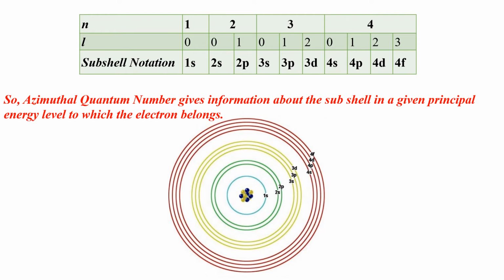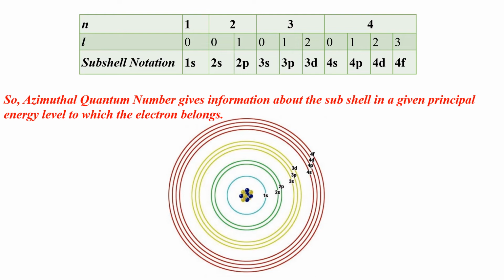Now coming to n equal to 3. If n is equal to 3, l can have three values: 0, 1 and 2. Now 0 stands for s subshell, 1 is given by p subshell, 2 represents d subshell. Since these three subshells are present inside the third shell, you write it as 3s, 3p, 3d.